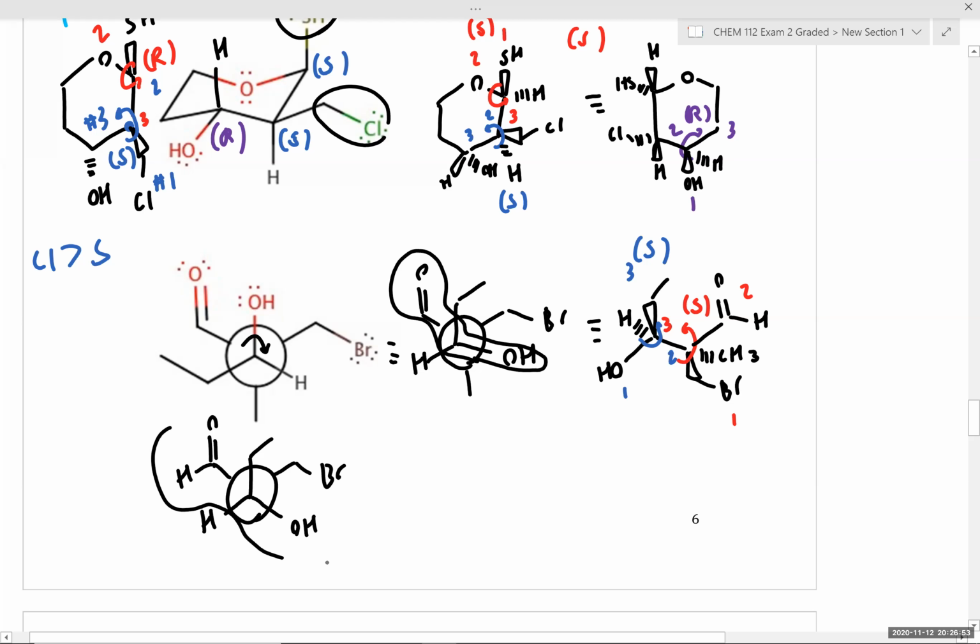Okay, now we draw our horizontal line. That gives us the following skeletal arrangement. Everything on the right side of our line gets a wedge. Everything on the left gets a dash. There should be a methyl group. There we go. So the alkyl bromide gets a wedge. The methyl group gets a dash.